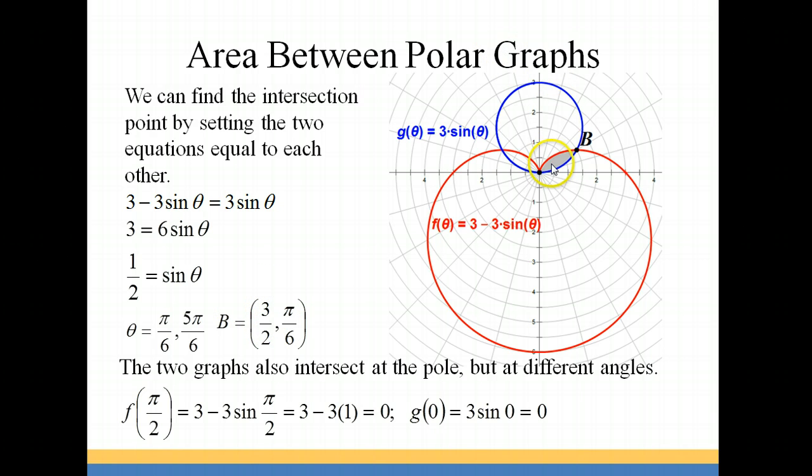So they do have points at the pole, but at different angles. Alright, the next thing that we're going to do is figure out which angle measures we need to use in order to find this area when we integrate.